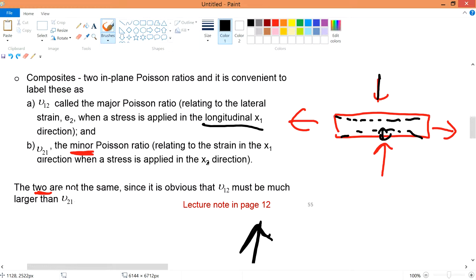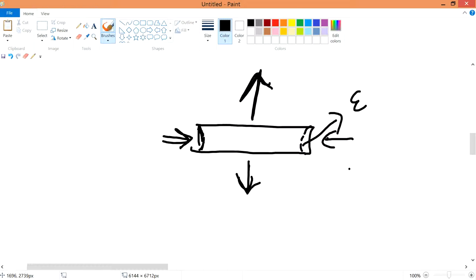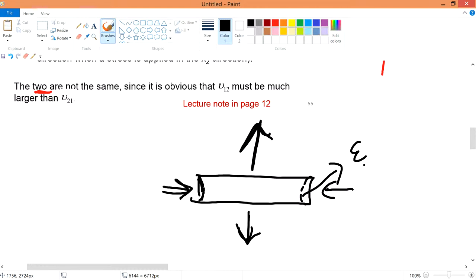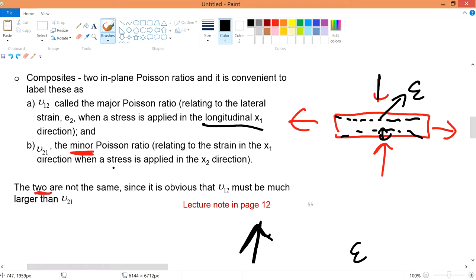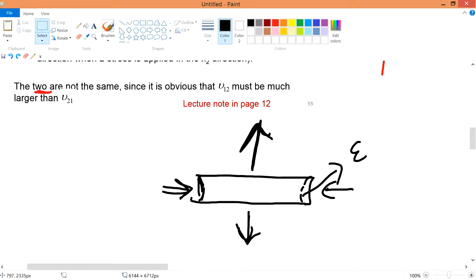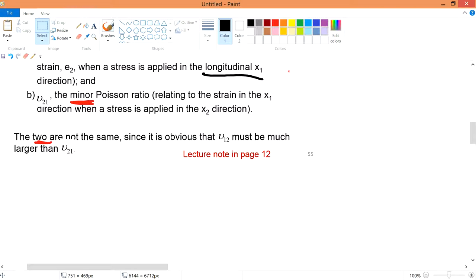This is the reason why they call it the minor Poisson ratio, and over here the strain is much larger as compared to the strain over here. Think about it. I don't need to do an experiment, but from your past experience in life, most probably yes. So this is the major Poisson ratio, and this is the minor Poisson ratio in terms of visual explanation. Therefore it is pretty obvious that they aren't the same, and that V12 must be much larger than V21.